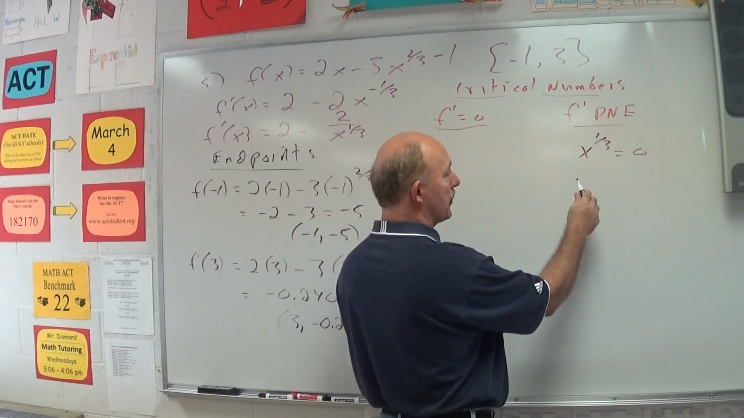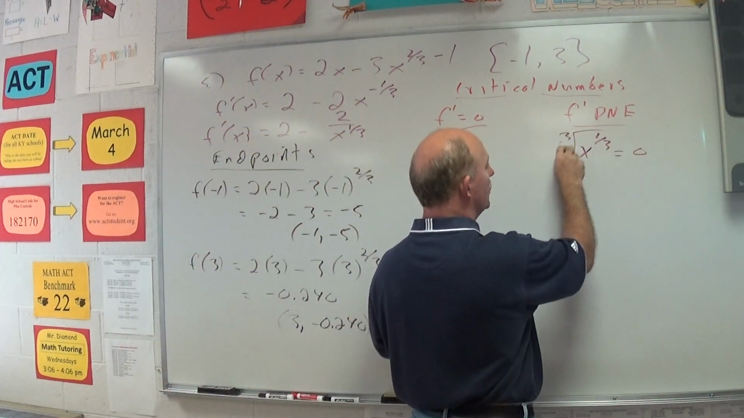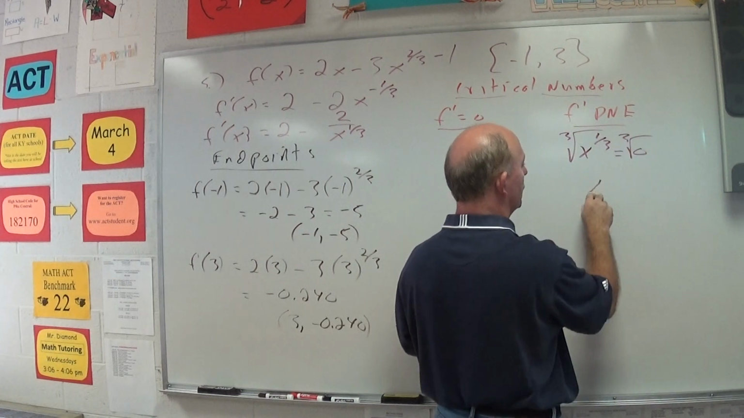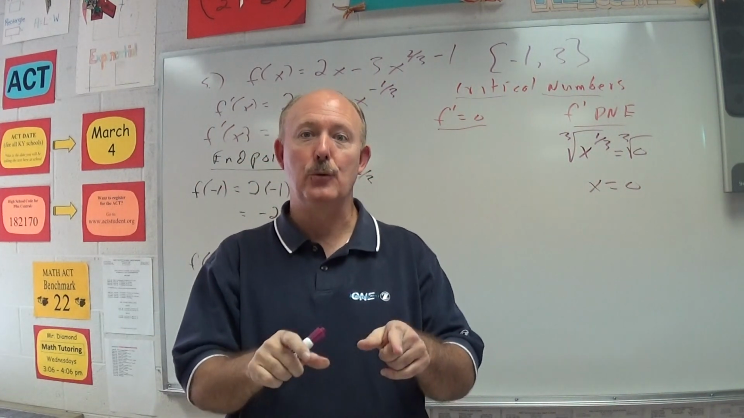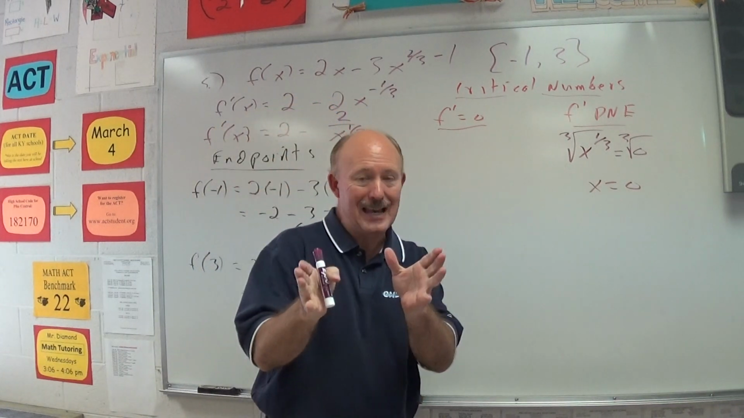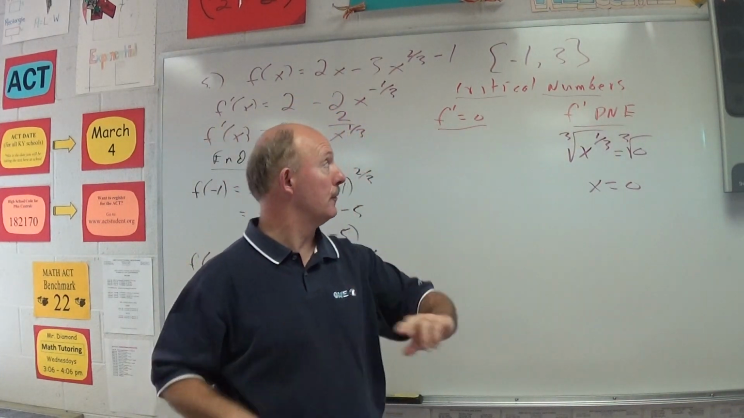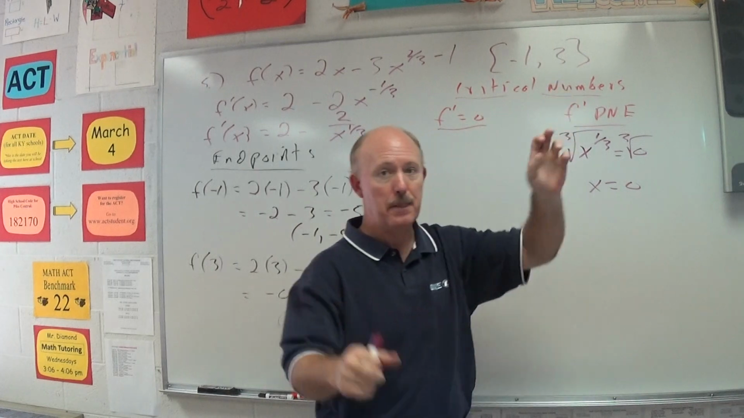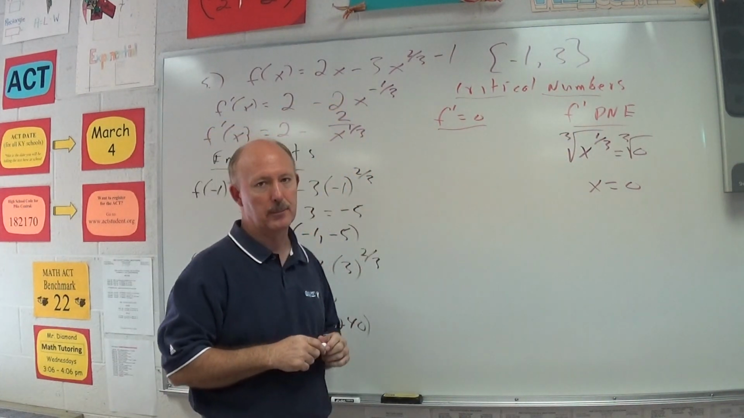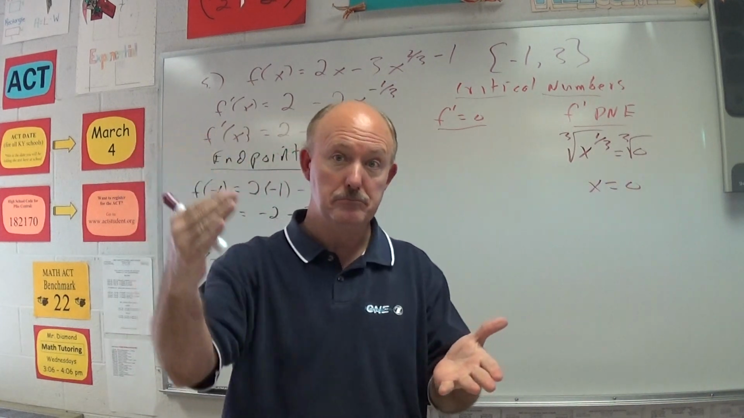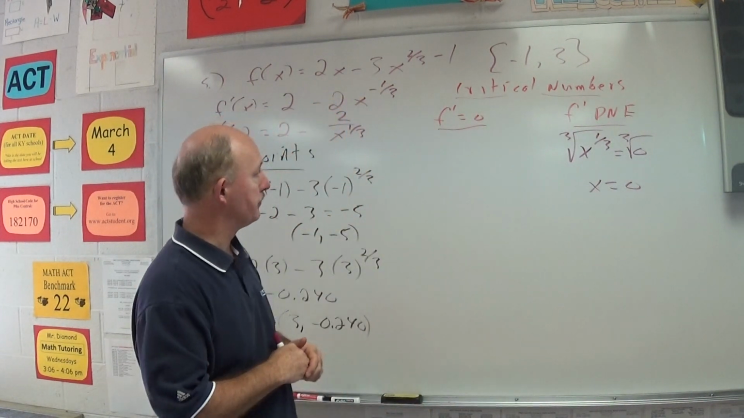To get rid of a 1/3 power, you take the cube root of both sides. So taking the cube root, we know that x equals 0. So our first critical number is x equals 0. Now make sure that 0 is within your interval. We're in the interval from -1 to 3, and 0 is within -1 and 3. So that's going to be our first critical number, a possible maximum or minimum.